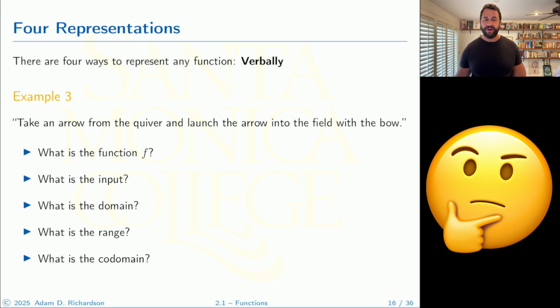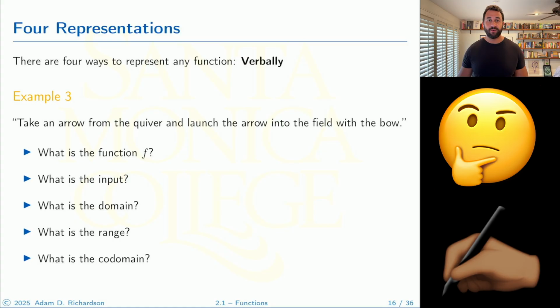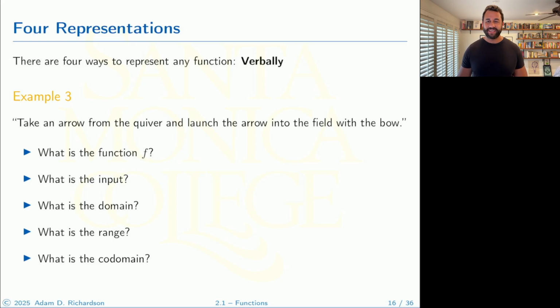And now talk about it. If you're watching this with somebody, this is a great example to try to work out with your friend or your peer, or you can just say something out loud to yourself. Then try to work it out on your own. See if you can answer these questions, and then we will do it together. All right, let's do this one together.